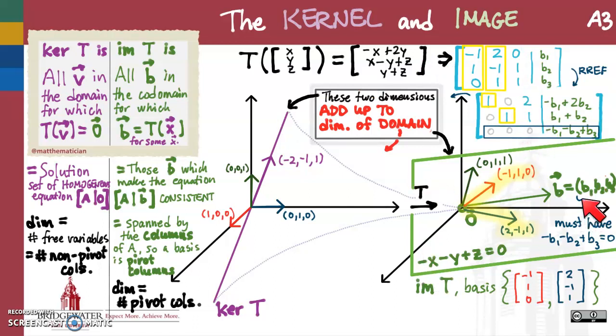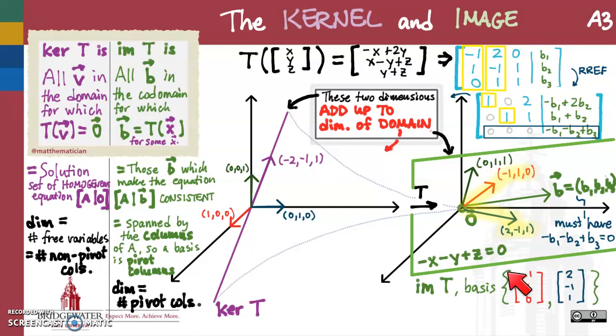Meanwhile, for the image, we're asking which right-hand sides are going to give me a consistent system of equations. To find that out, we can just take those pivot columns out of the original matrix, because that is going to form a linearly independent spanning set for all of the vectors that we can get as the image of vectors under T. And therefore, the number of vectors in that basis, the dimension of the image, which is what we call the rank, is just equal to the number of pivot columns in my matrix. In this example, that was 2. And our basis was those 2 columns out of the original standard matrix.